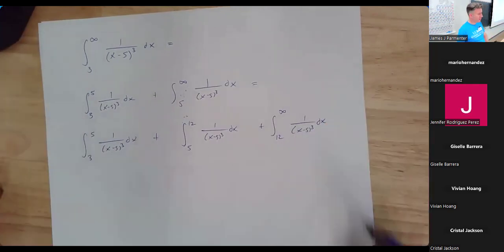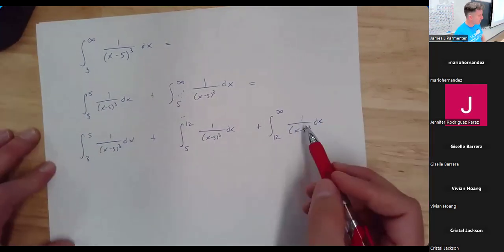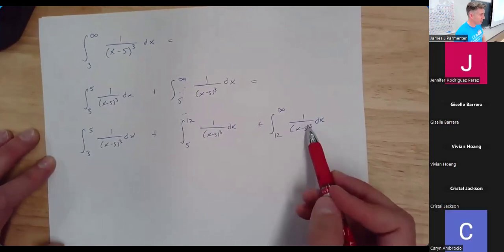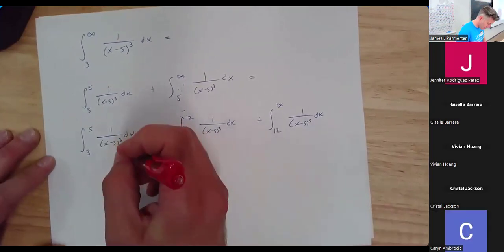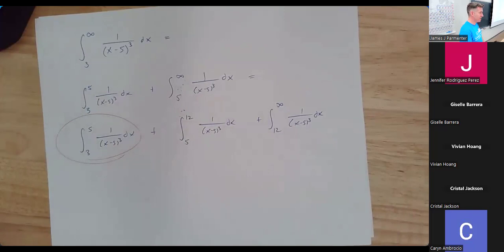So if I was faced with this, I would not do this one first, because I'm pretty sure that one's going to converge. I would do this one first, because I'm pretty sure I'm going to get something like 1 over x minus 5 squared. And then when I plug in 5, I'm going to get division by 0. So if you have multiple pieces and you have an inclination as to which part diverges, if you think one of them diverges, do that one first. Because if it diverges, stop, you're done. Don't do anything else. Say it diverges.